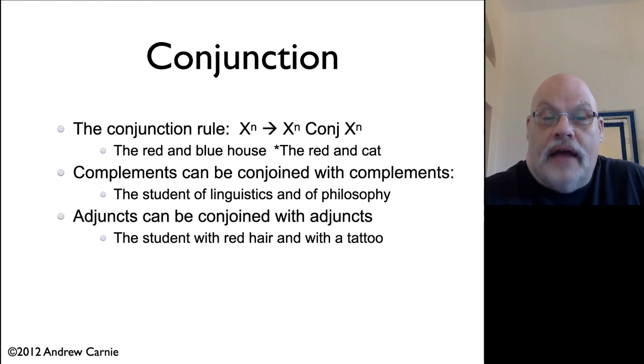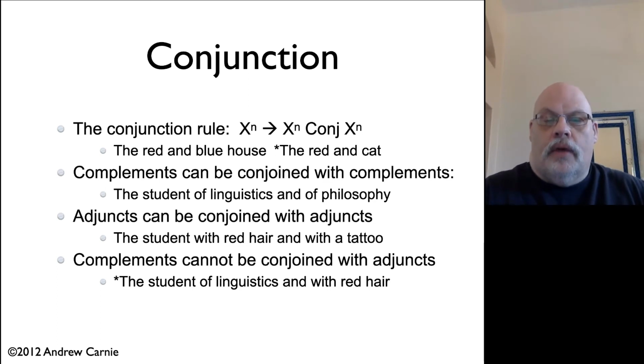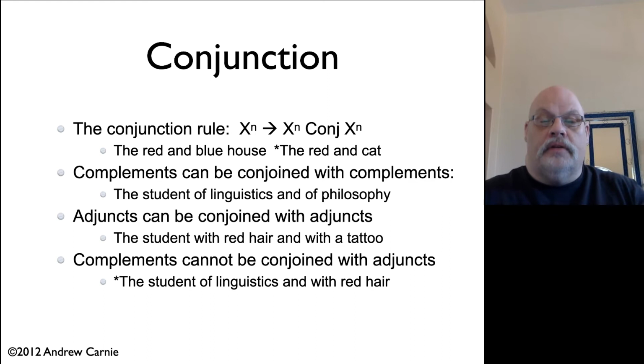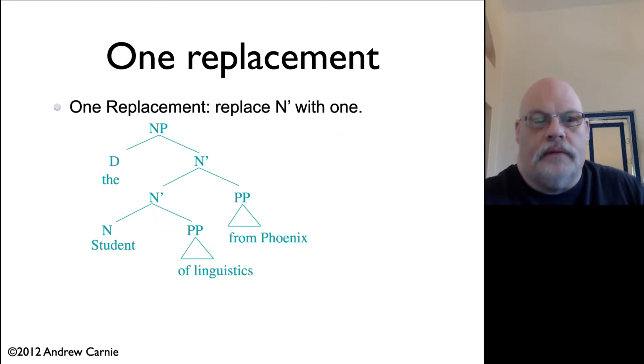And you can conjoin adjuncts with adjuncts. So you can say the student with red hair and with a tattoo. But you cannot conjoin complements with adjuncts. The student of linguistics and with red hair. Why should that be the case? Well, it's because complements have to be sisters to the head, and adjuncts have to be sisters to the bar. And it's impossible to create a conjoined phrase that is simultaneously sister to a head and sister to a bar. You just can't draw a tree that does that.